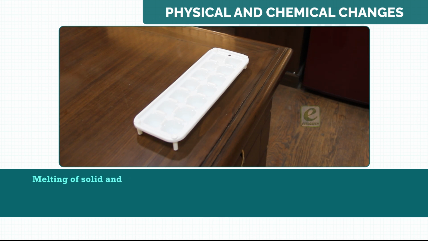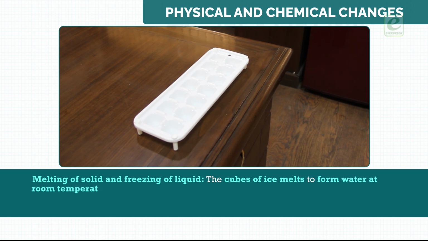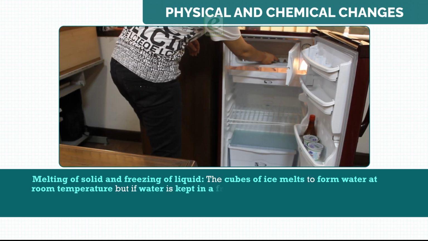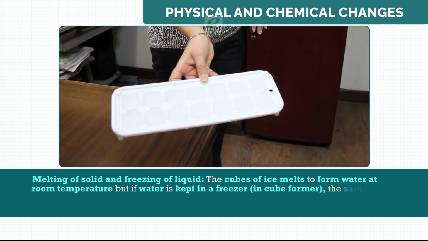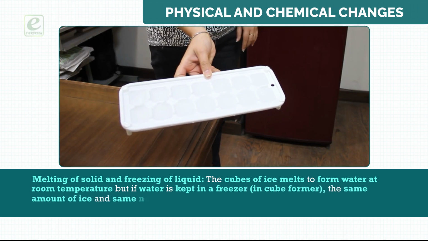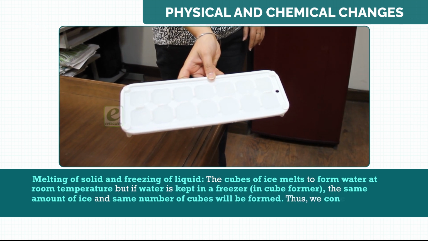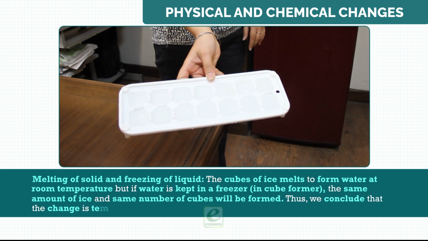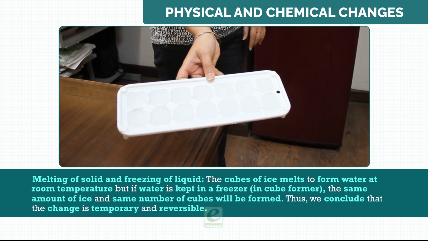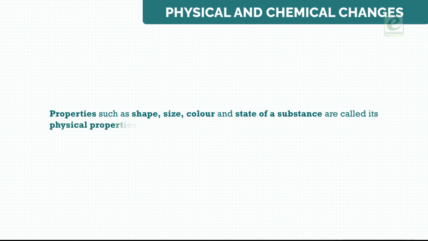Melting of solid and freezing of liquid. The cubes of ice melt to form water at room temperature, but if water is kept in a freezer, ice is formed, and the same amount of ice and same number of cubes will be formed. Thus, we conclude that the change is temporary and reversible. Properties such as shape, size, color, and state of a substance are called its physical properties.